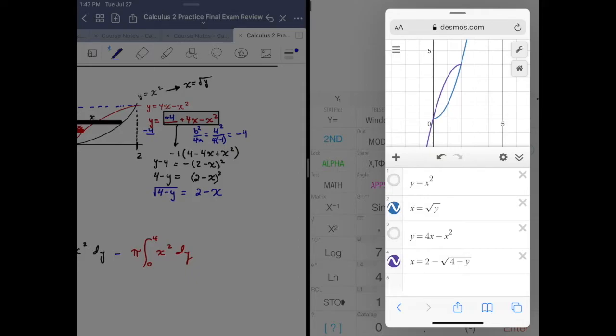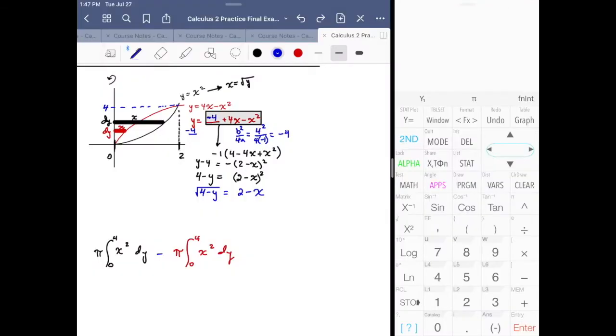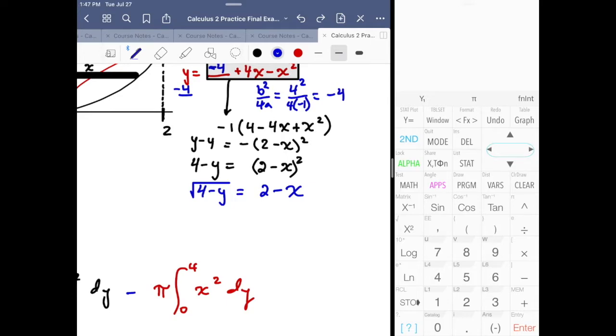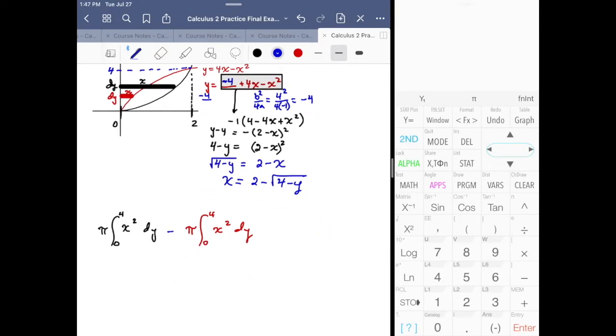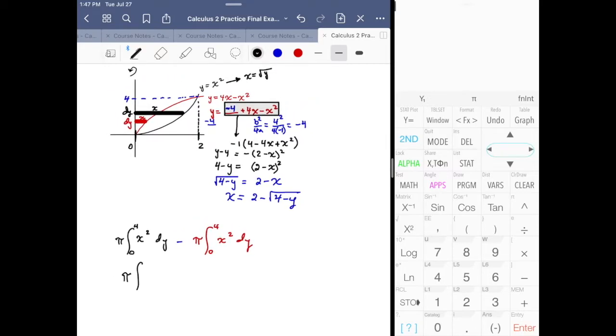So we're in good shape with the positive roots. All right, so again, like I said, this should be x is equal to 2 minus the square root of 4 minus y. All right, so if I want to evaluate this, and I do, it would be, just got to keep track of which is which.